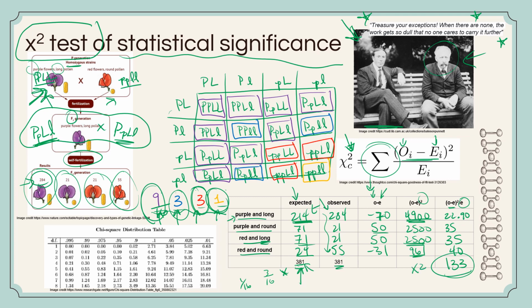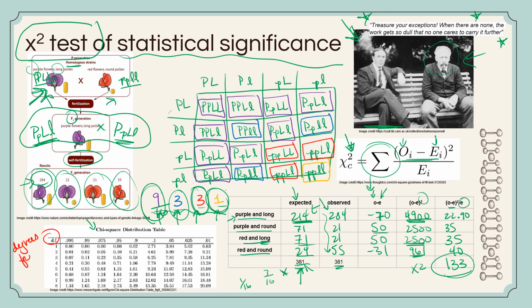What does that even mean? Well, now I have to go to this chi-square distribution table, and that's going to help me figure out if this is statistically significant or not. How this works: first, I need to figure out my degrees of freedom.